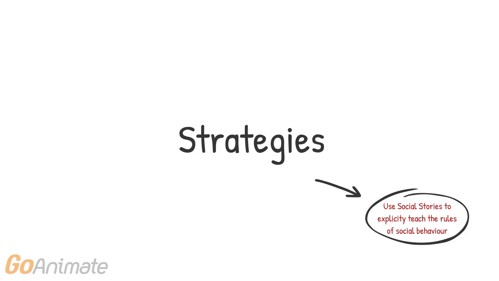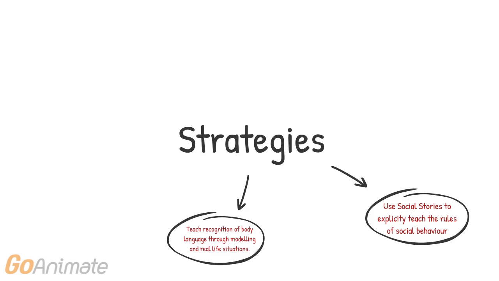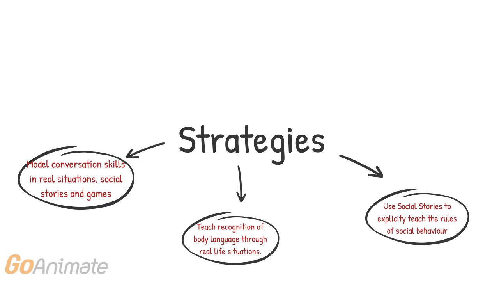Use social stories, modeling and games to explicitly teach the rules of social behavior, like turn-taking, waiting, listening, conflict resolution, manners and asking for help. Teach the meaning of body language through modeling, pictures, and real-life opportunities. Model conversational skills, and use real situations as opportunities to practice. Use social stories and appropriate games.